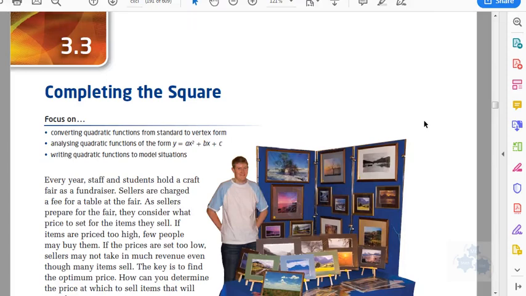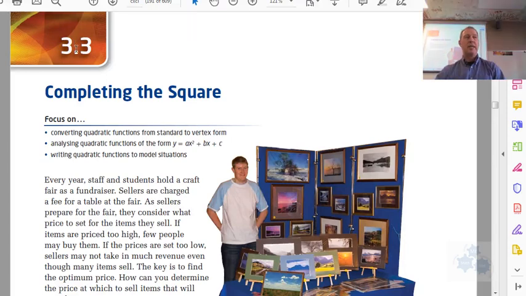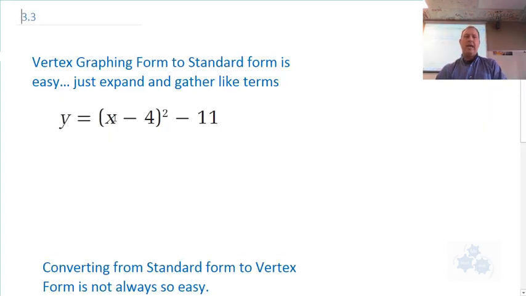Okay, pre-calculus 20, we're looking at section 3.3, and this section is called completing the square. Completing the square is a method by which we can convert standard form of a quadratic equation to vertex form. So let's just step back a little bit and take a look at this.